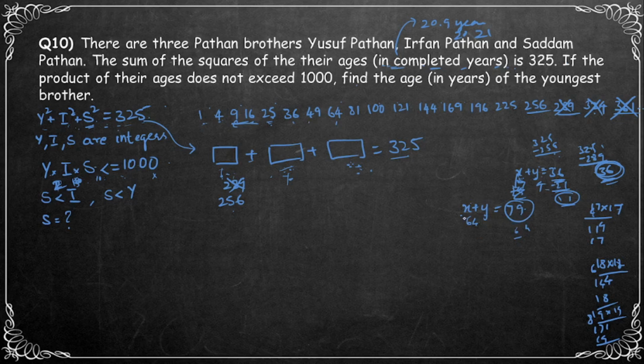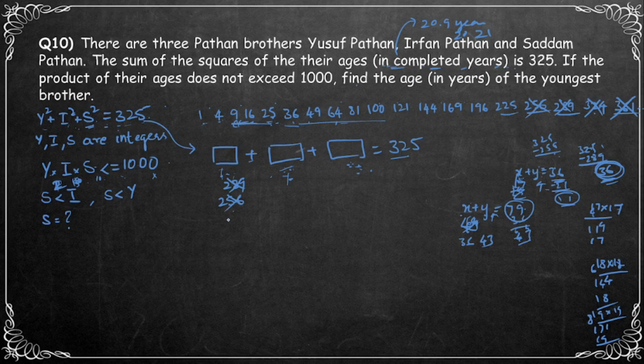If I take 49, the other number should be 30. That is also not a possibility. If I take 36, the other number should be 43. So that is also not a possibility. We can stop our search here since we already went through the higher numbers, because as we go lower the y will increase, so we have already been through them. So 256 is also not a possibility.